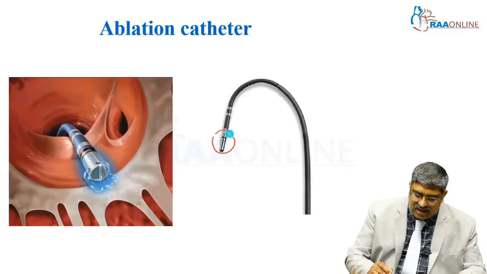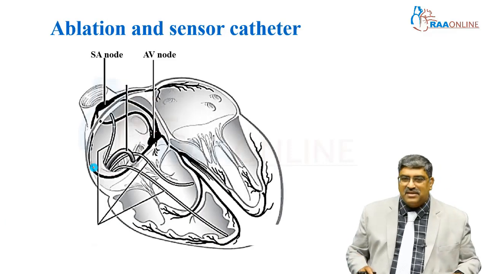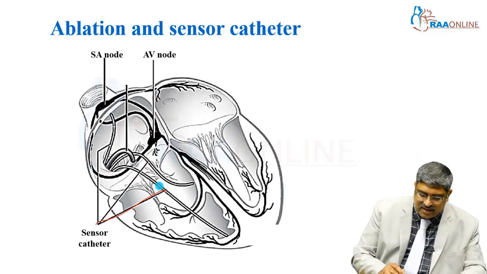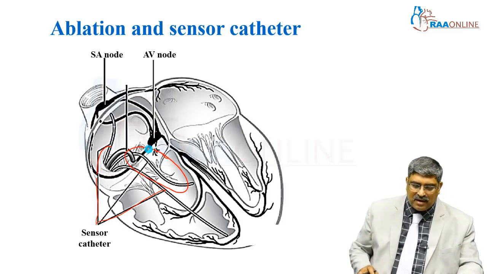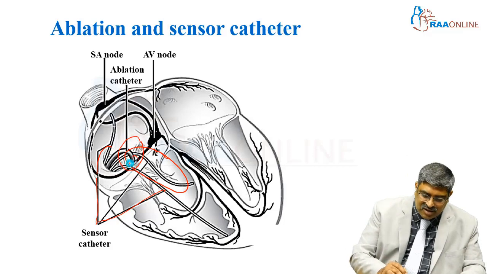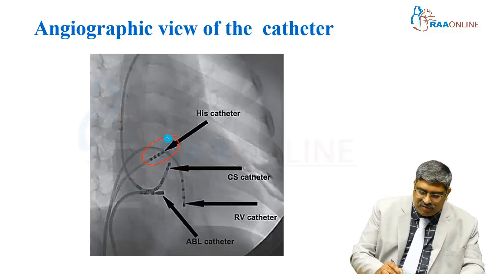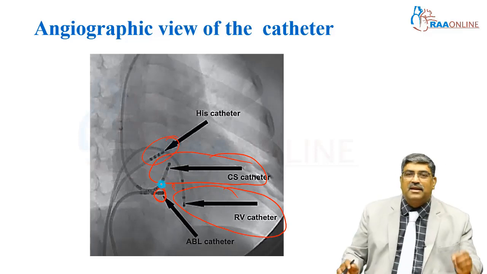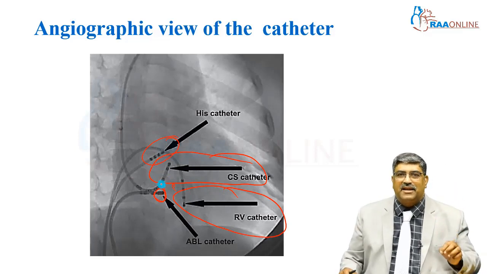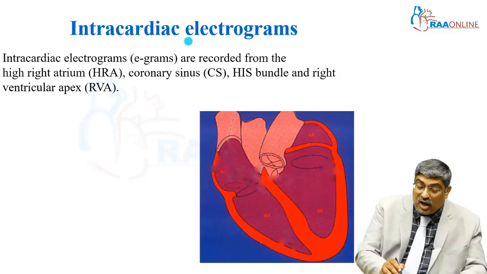This is the sensor and it delivers radio frequency energy. And normally where it is placed, as I said earlier, you have a sensor catheter in the right ventricle, a sensor catheter in the right atrium and in the bundle of His, and the ablation catheter is placed adjacent to the path where the abnormal rhythm comes from. Angiographically, this is the bundle of His catheter, this is the coronary sinus catheter and this one is the right ventricular catheter, and this small catheter with the device is the ablation catheter, which will locate the abnormal cells which generate the rhythm.